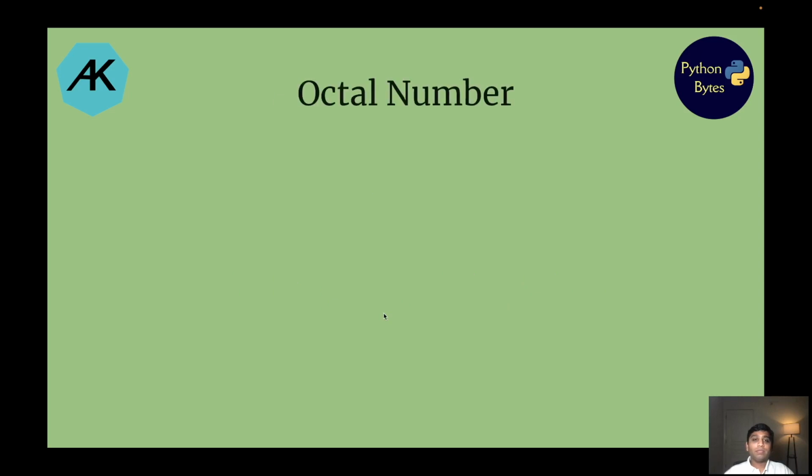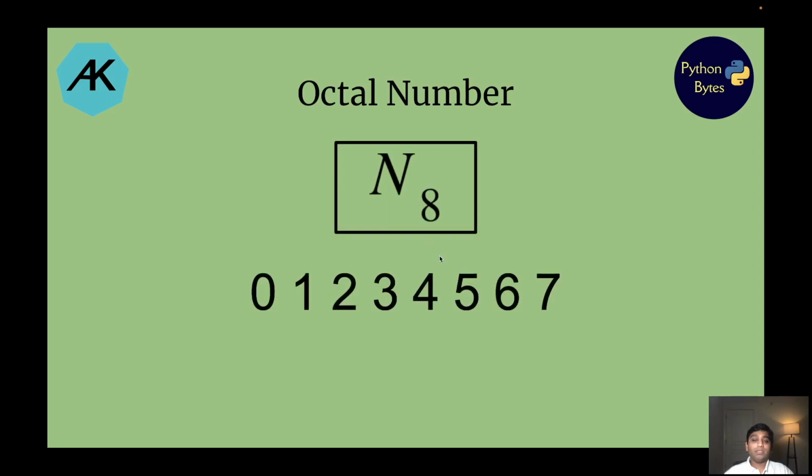The next number system is octal number. In this the n is written to the base 8. So this is how we write the octal number, and then there are 8 digits to write the number. So 0, 1, 2, 3, 4, 5, 6, 7. So from 0 to 7 the numbers can be written as the digits, but when we go to number 8 in decimal, in octal it becomes 1, 0.